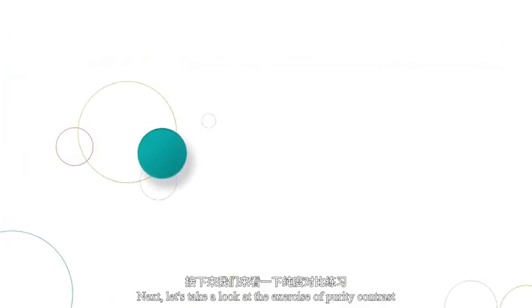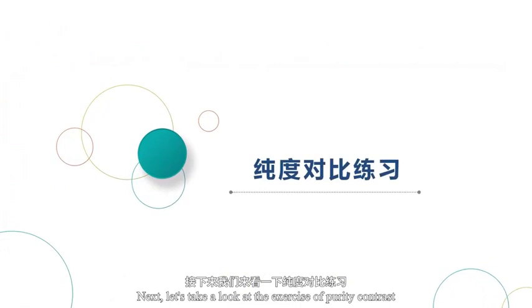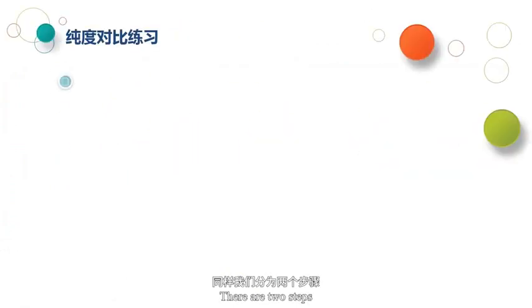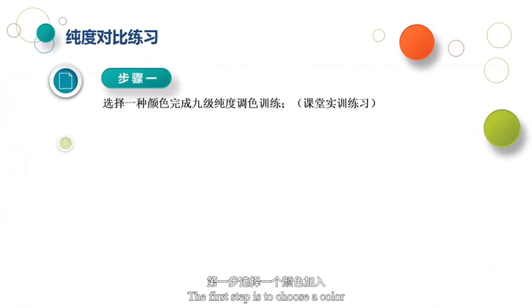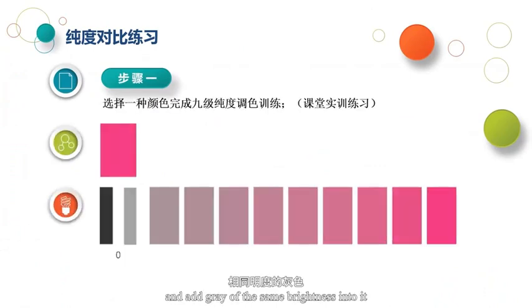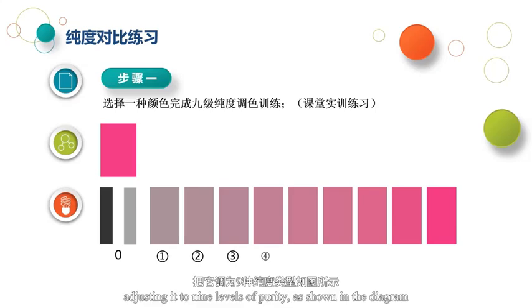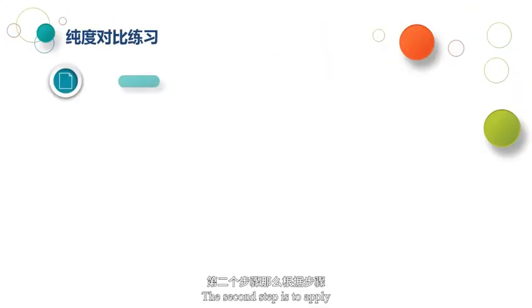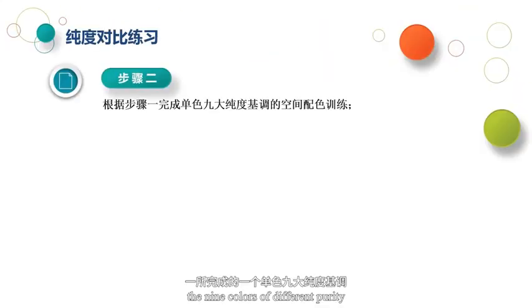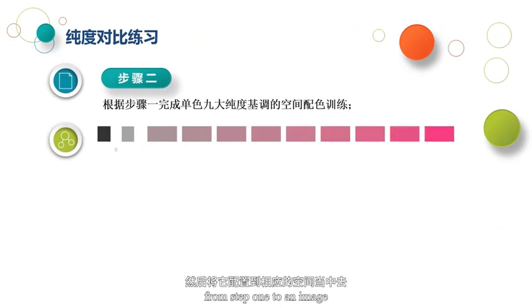Next, let's take a look at the exercise of purity contrast. There are two steps. The first step is to choose a color and add gray of the same brightness into it, adjusting it to nine levels of purity as shown in the diagram. The second step is to apply the nine colors of different purity from step 1 to an image.